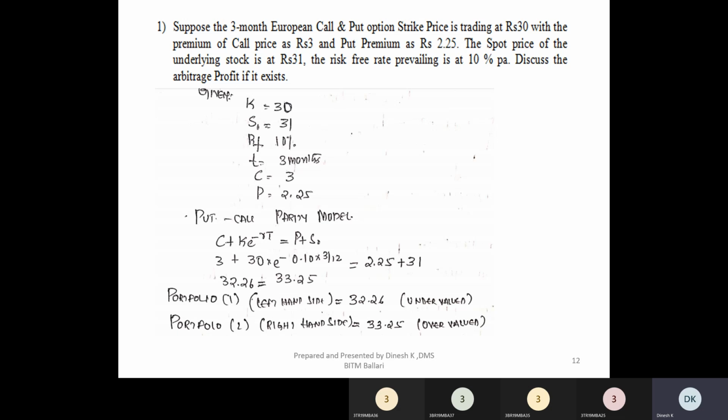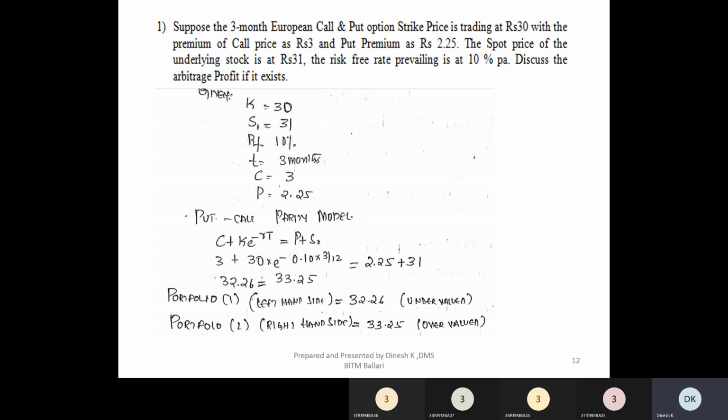And the risk-free rate prevailing in the market is 10% per annum. Discuss arbitrage profit if exists, right? So it is asking you if there is an arbitrage opportunity, you can discuss it. As you know, you cannot decide right now whether the arbitrage opportunity exists or not. You have to substitute the values into the equation.